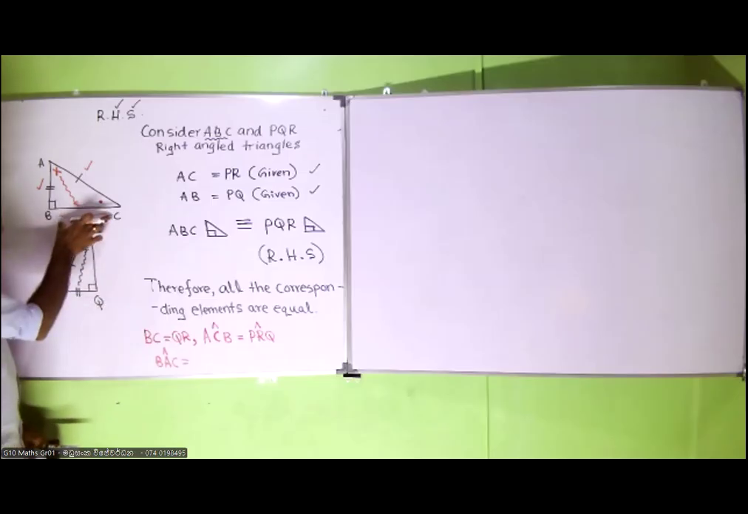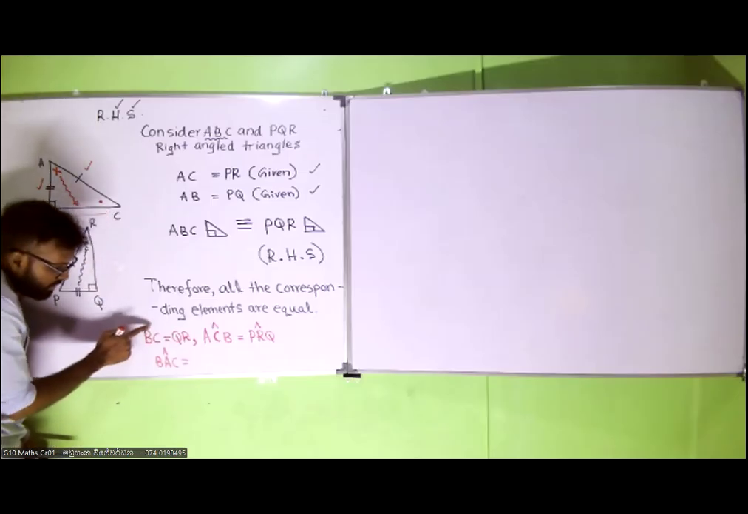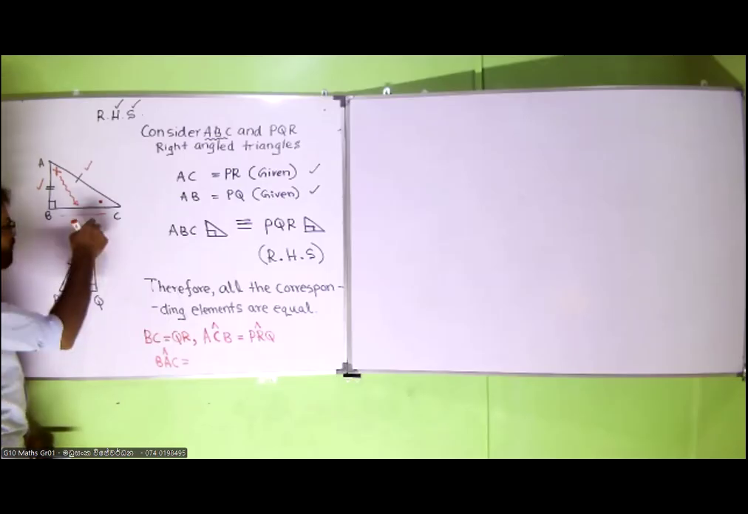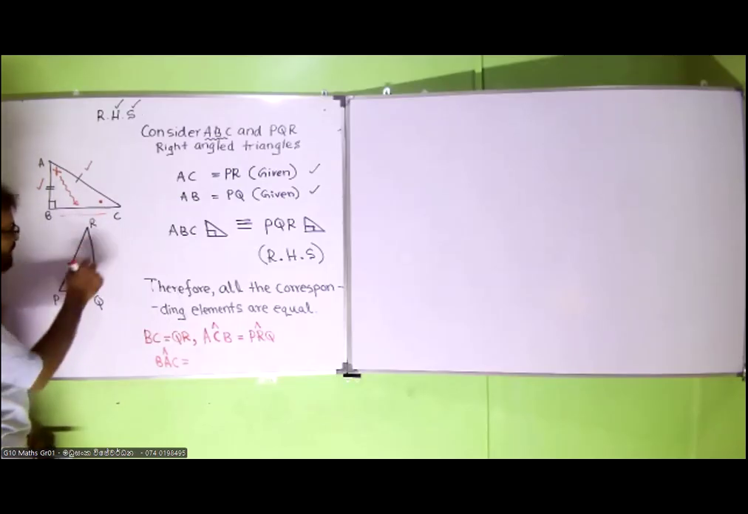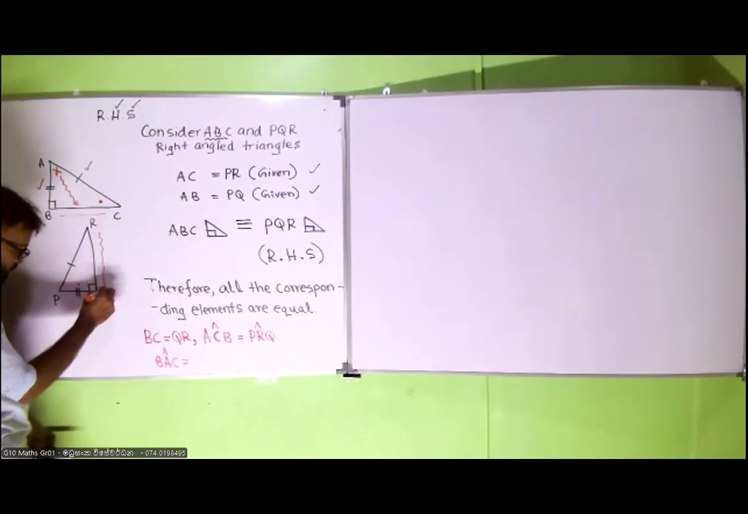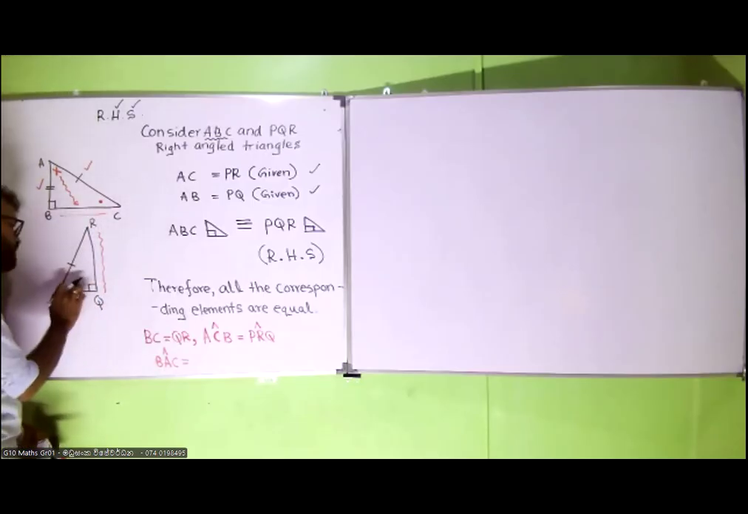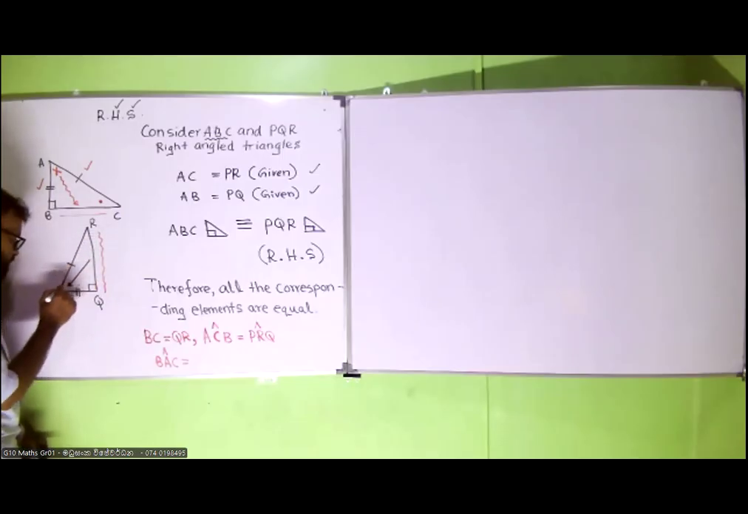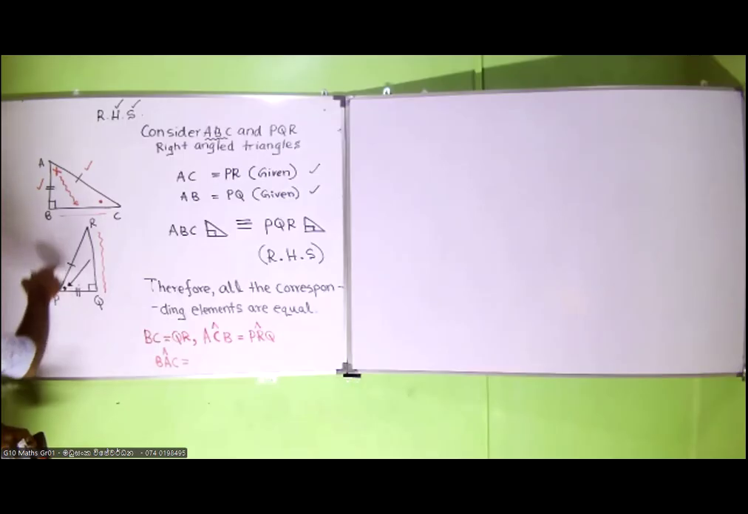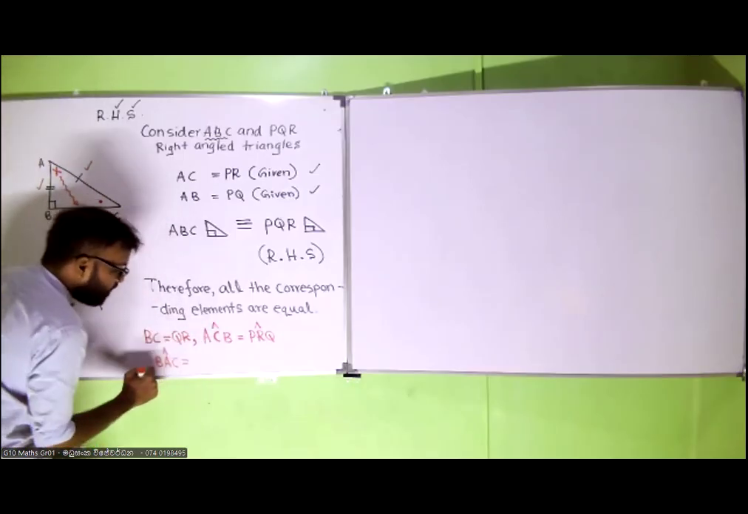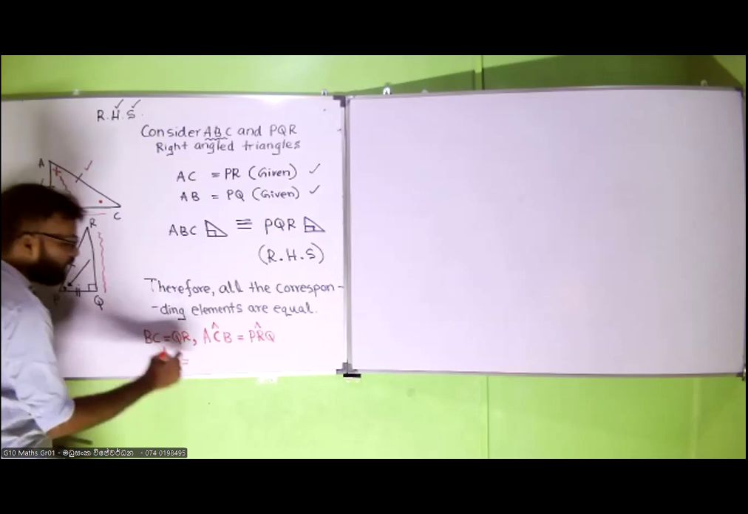So what is the equal side for BC? BC equals QR. Here I have the QR. In front of this QR side, or against this side, I have this angle. So the QPR is the corresponding equal angle for BAC. QPR or RPQ, whatever.